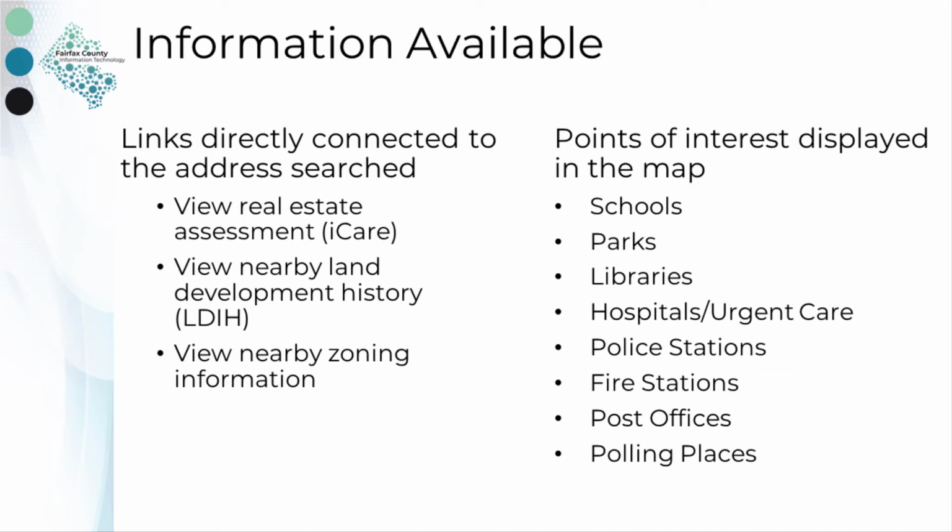My Neighborhood provides information in two different ways. The first is through a series of links in the pop-up window for the address found by searching. Links to other applications provide information on tax assessments, nearby land development, and zoning. The second is through points of interest which are displayed in the map. The points of interest are also listed on the left-hand panel where Show on Map links are provided to focus on the facility of interest. Let's look at these in another demonstration.